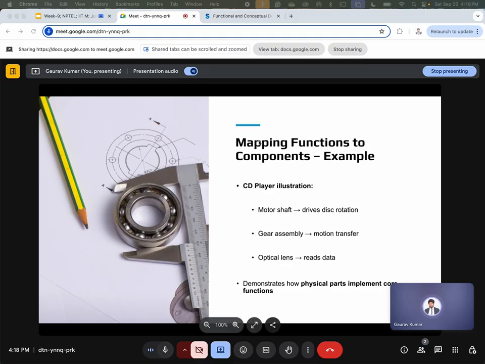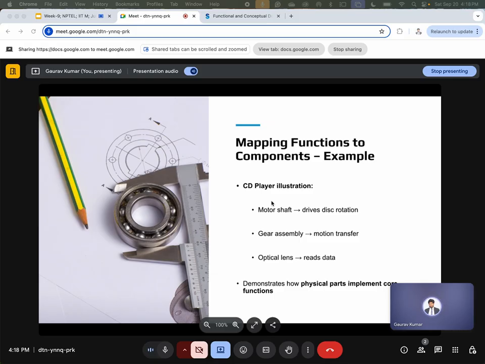So the next one is mapping functions to component examples. A CD player offers a clear example of mapping functions to physical components.